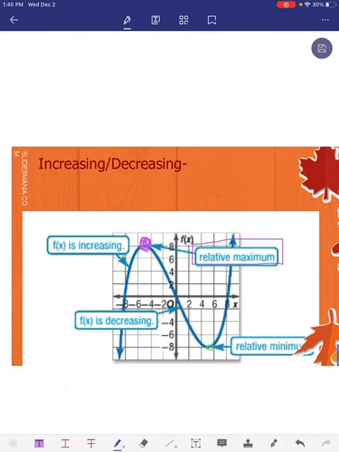Likewise, we have a relative minimum. It is the smallest point of anything around it. Or again, it changes direction. And when I say direction, we can kind of think about that as what's called increasing or decreasing.